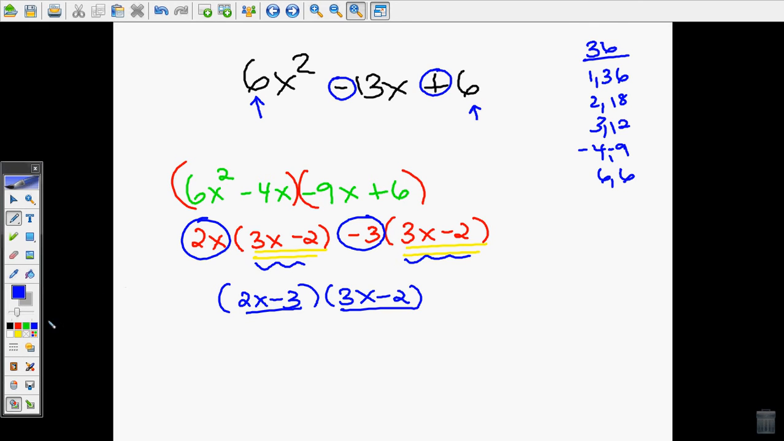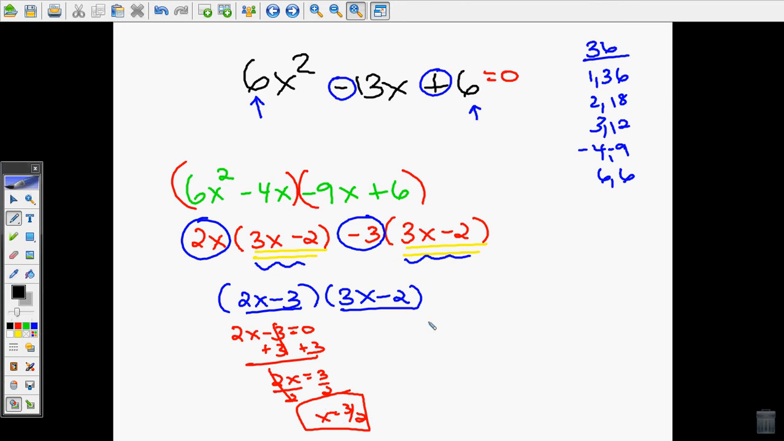So now, though, I'm not done because I want to set each of these equal to 0, because, again, this is all equal to 0. That's how we find the roots when we set it equal to 0. So I'm going to say 2x minus 3 is equal to 0. I add 3 to both sides. I get 2x is equal to 3. Divide both sides by 2, so I get x is equal to 3 over 2.